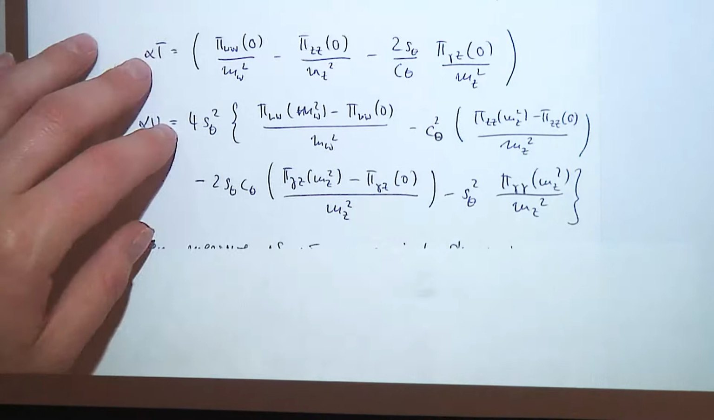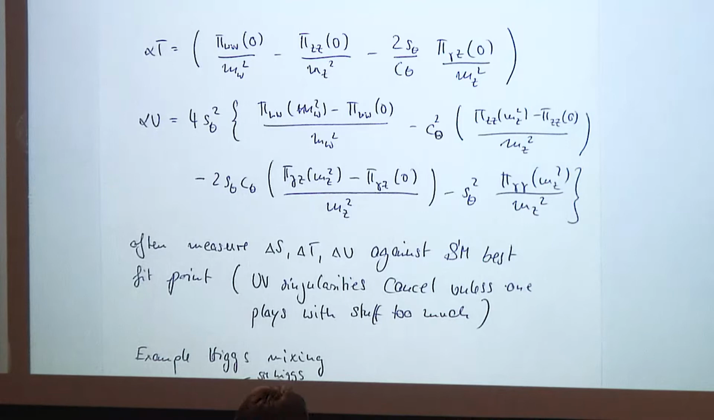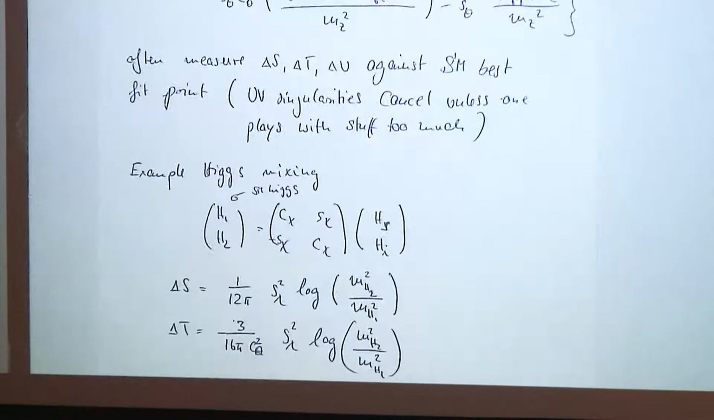Typically when we do this, we relate it to the standard model itself and measure delta S and delta T and delta U against the standard model best fit point. So for example, in our singlet mixing scenario, just to give you the result, you get a contribution to the S parameter that looks like this, and a contribution to the T parameter that looks like this. It scales logarithmically with mh squared in both observables, delta S and delta T. Also when the mixing goes to zero, you recover the standard model. So S psi goes to zero.